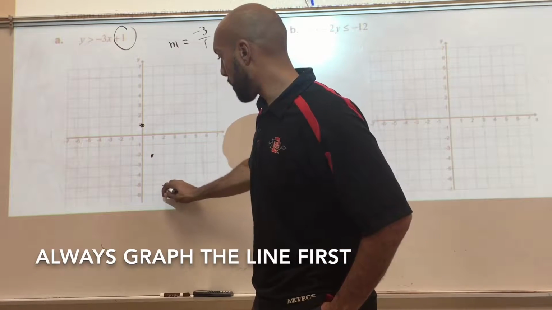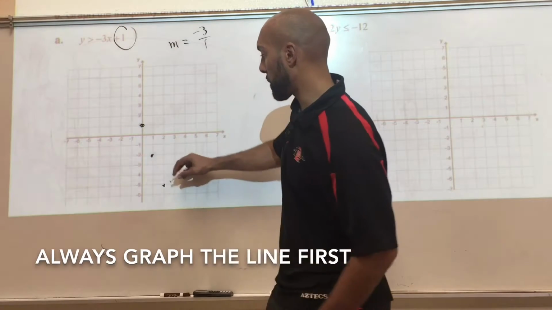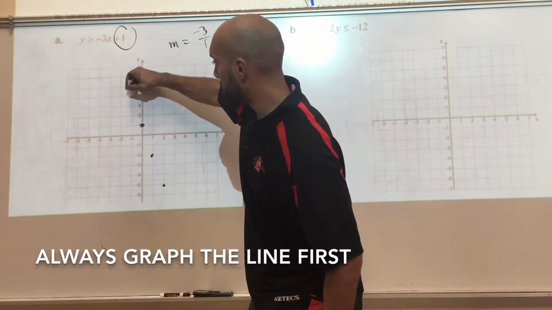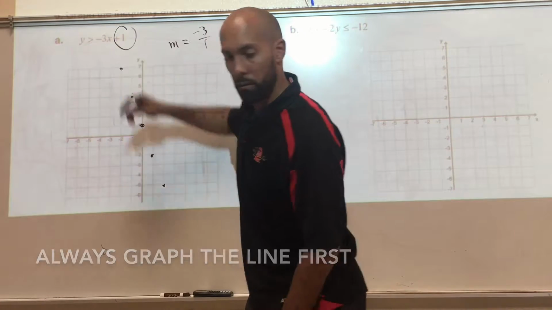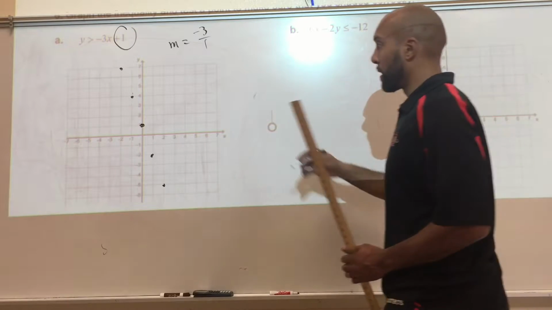Down 3, over 1. There's no more space, so I'm going to go back up the other way. Continue the pattern this way. Up 3, left 1. Up 3, left 1. Now complete a line.